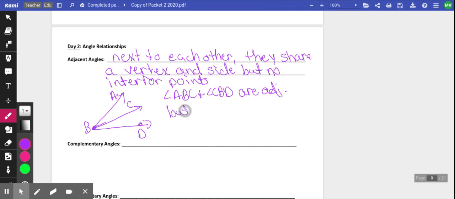But angle ABC and angle ABD are not. Because if I put a point inside angle ABC in that alligator's mouth, it's also in alligator ABD's mouth. And then they're both trying to eat the same fish, so that doesn't work.